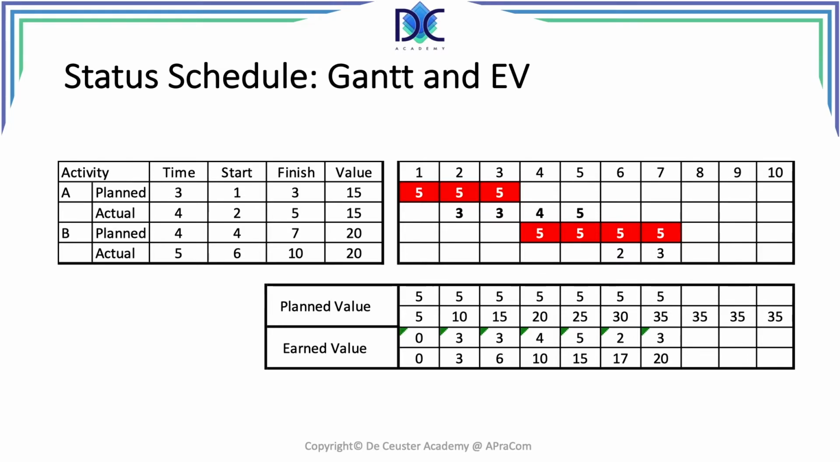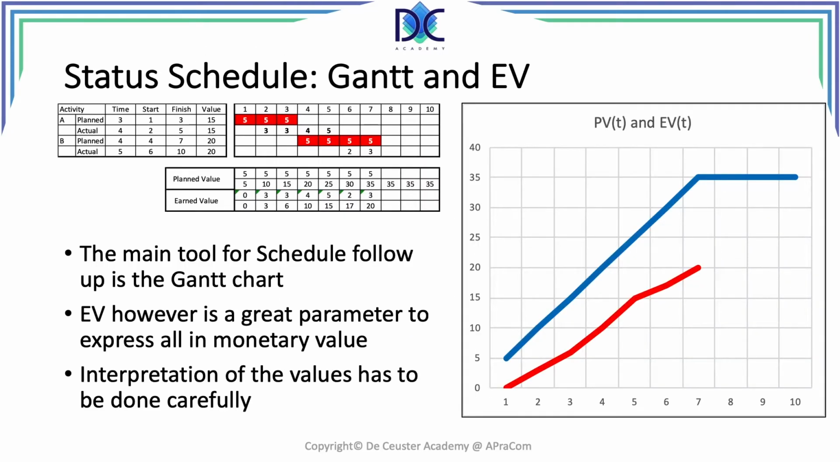We only look at how much work we did, how many deliverables we created, and we see a different evolution of the earned value in this case. So we see that we start with 0 because we didn't do anything in period 1, and then it continues. Now we can use this information to create a chart in which we can represent the planned value and the earned value. So this is the overview of the previous exercise.